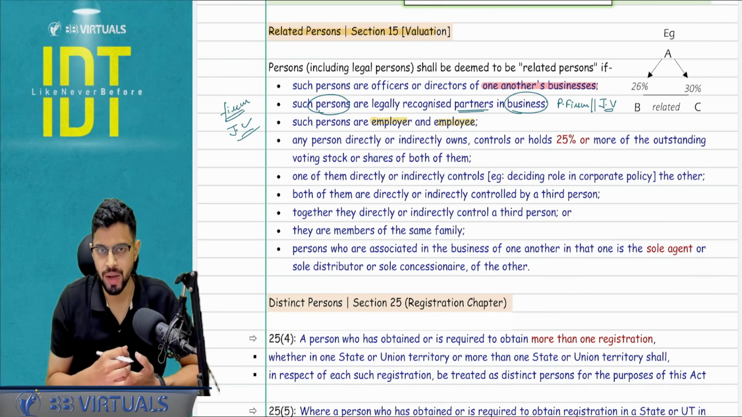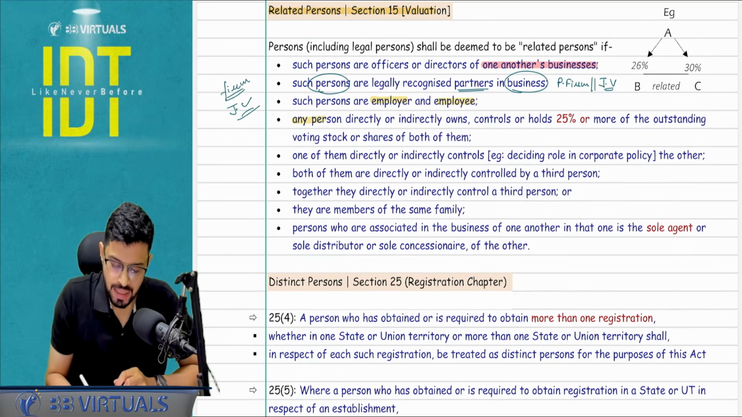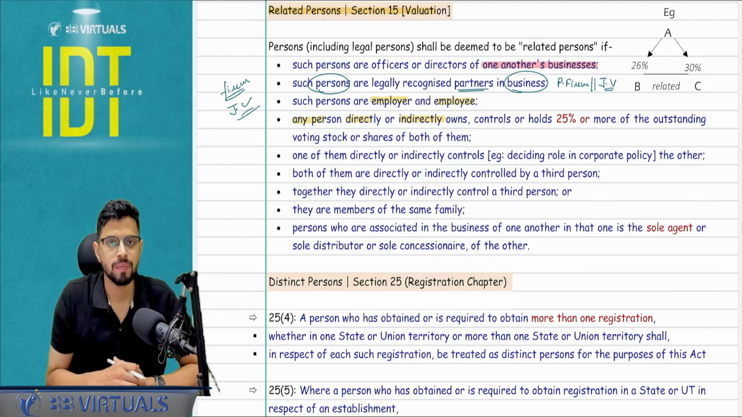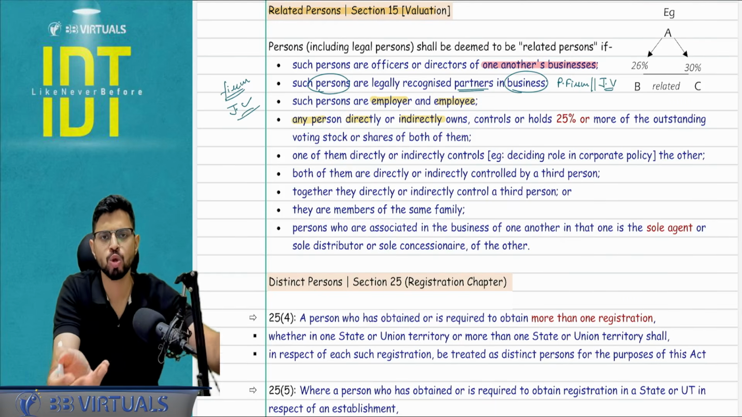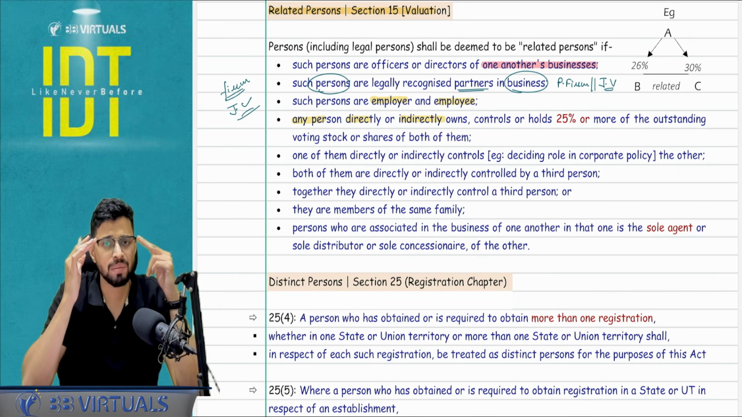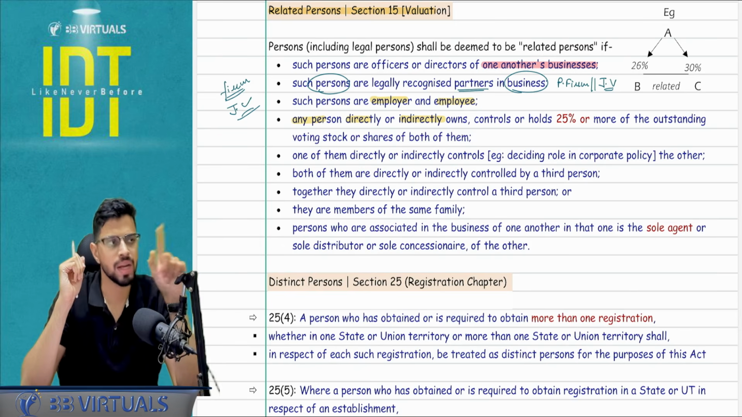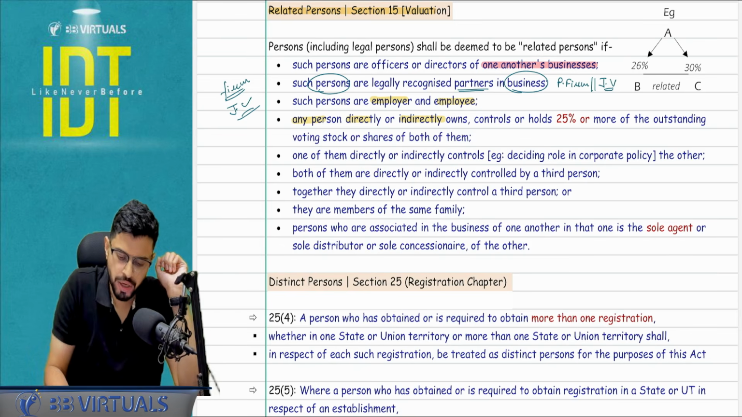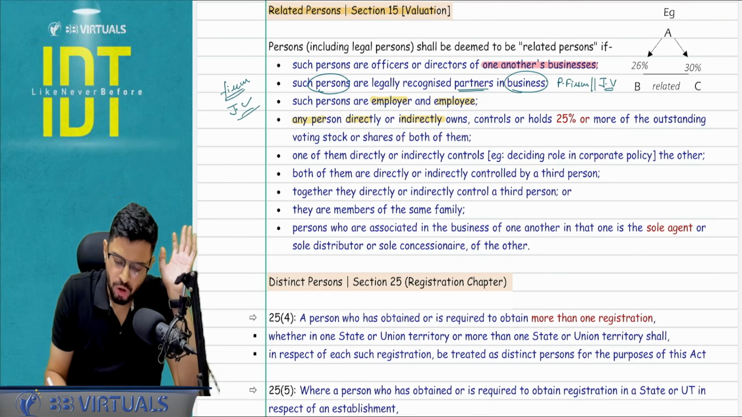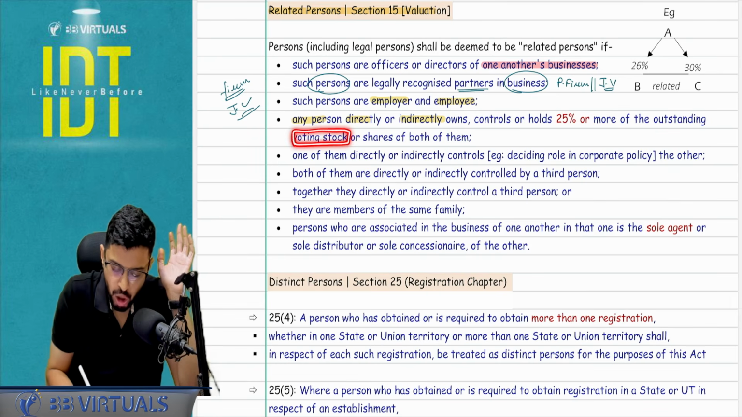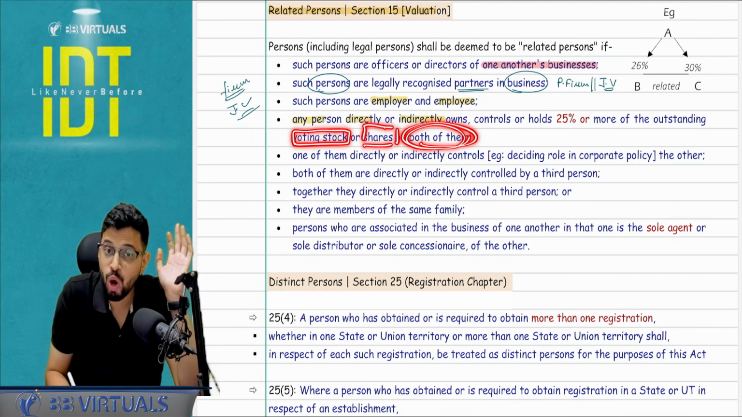Next 2-3 you have to pay attention. Any person directly or indirectly. Directly means direct ownership. Indirectly means through a subsidiary or through some business entity in between. So I may be holding the shares directly. I may be having an investment company and that is holding the shares. How much? Owning, controlling or holding means ownership is there of minimum 25% or more of the outstanding voting stock shares of both of them.